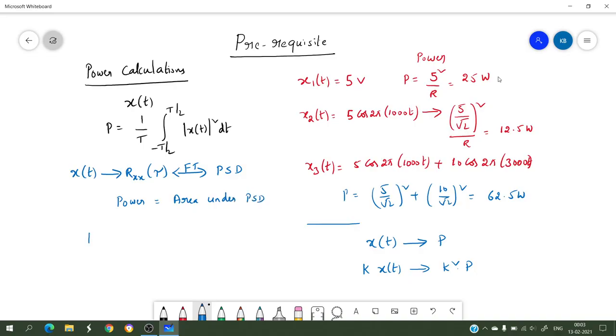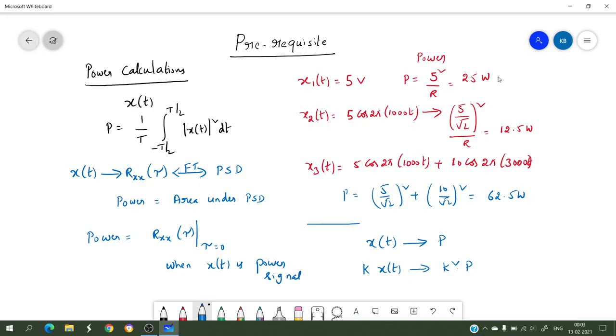And we can also calculate the power using the autocorrelation function. That is, if we substitute tau equal to 0 in the autocorrelation function, it will directly give the power. And there is one condition where we have to use this formula. We have to use this only when x(t) is a power signal. Okay.